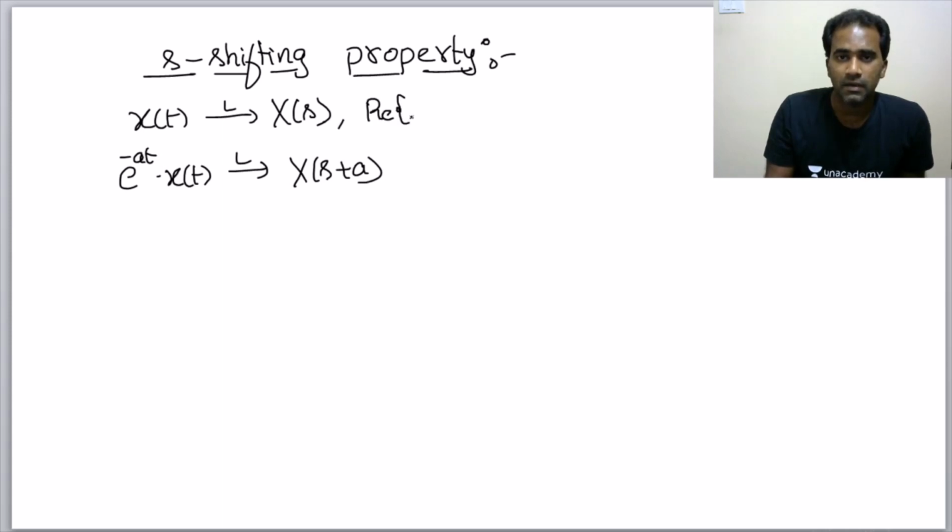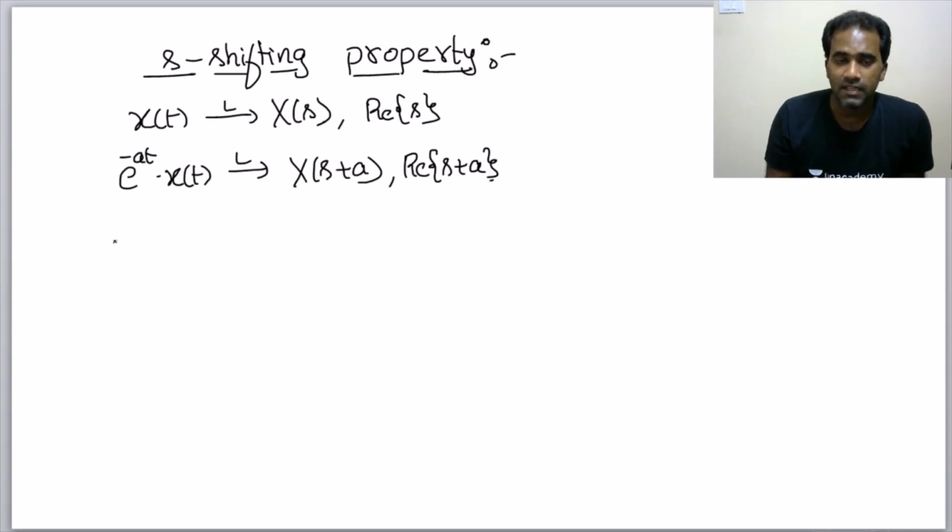ROC is real part of s. When you multiply the time domain signal with e power minus at, what happens is in the Laplace transform replace s with s plus a. In the ROC also replace s with s plus a. So ROC changes. And this is what is S shifting property.